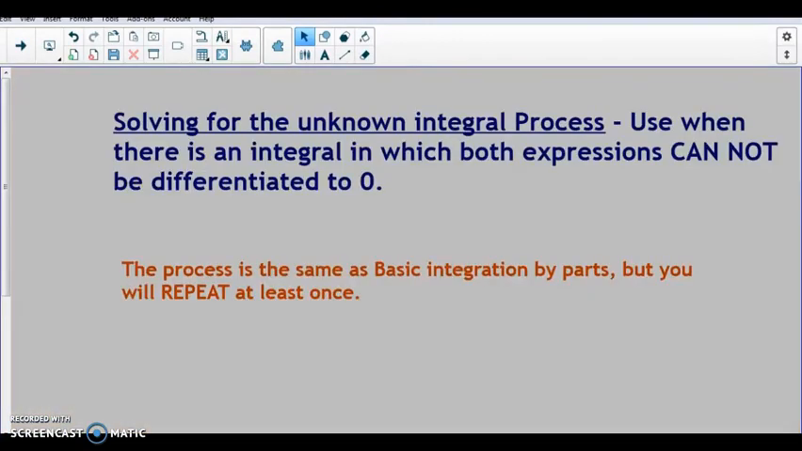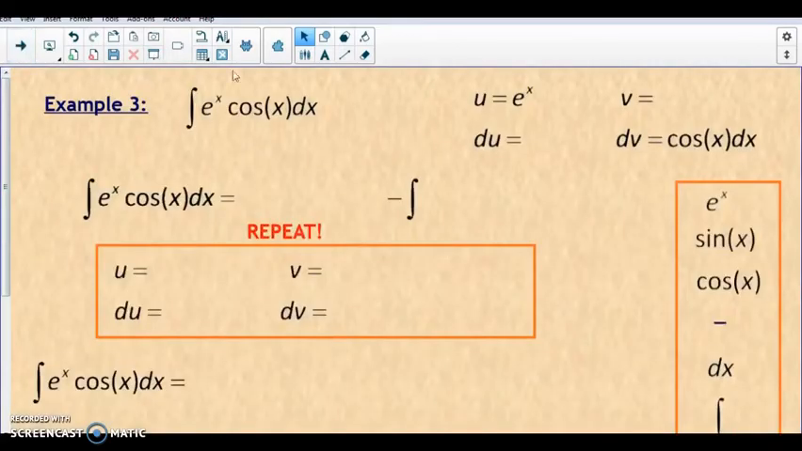So the next process is called solving for the unknown integral. And this is used when what your u substitution is doesn't ever differentiate to 0, and your dv never goes away either. So you end up having to repeat basically the basic process more than once. Okay, so this type of problem will happen generally when you have something that's exponential and something that's trig. This is the most common.